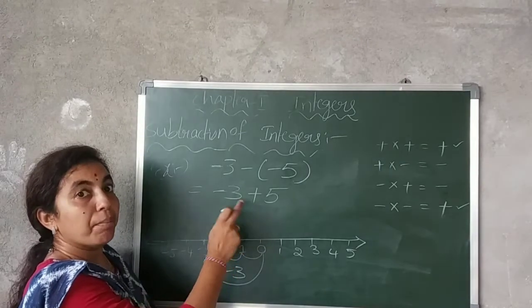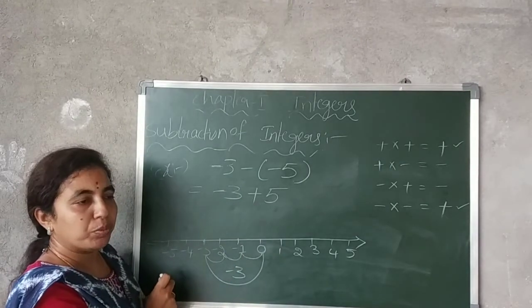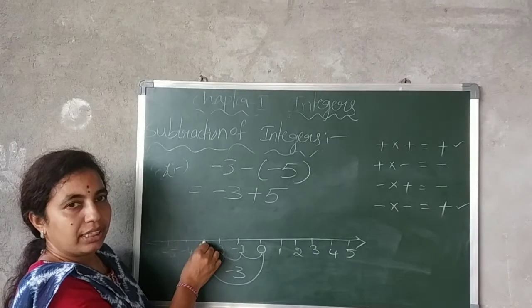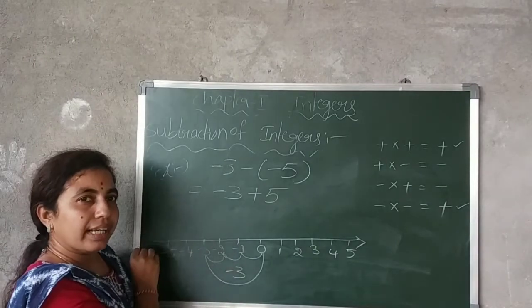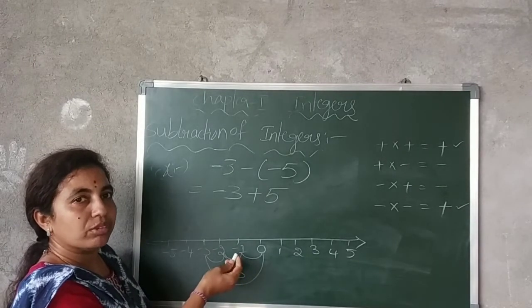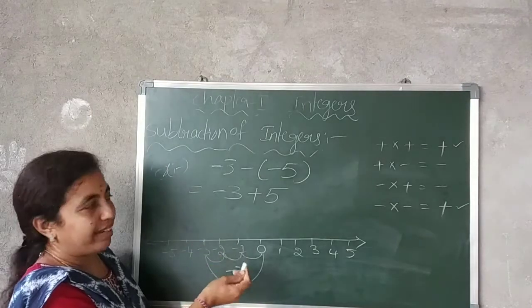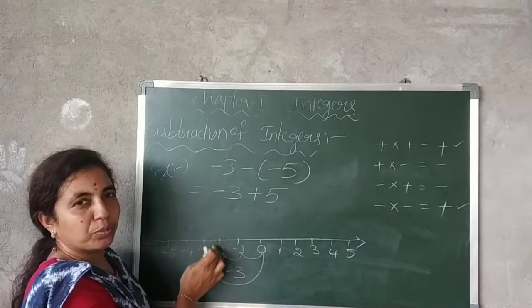What do we have? Plus. Plus means where should you move? You are here at minus 3. You should move either left or right. Where should you move? You should move on the right side. Why? Because we have a plus sign, so you should move to the right side.